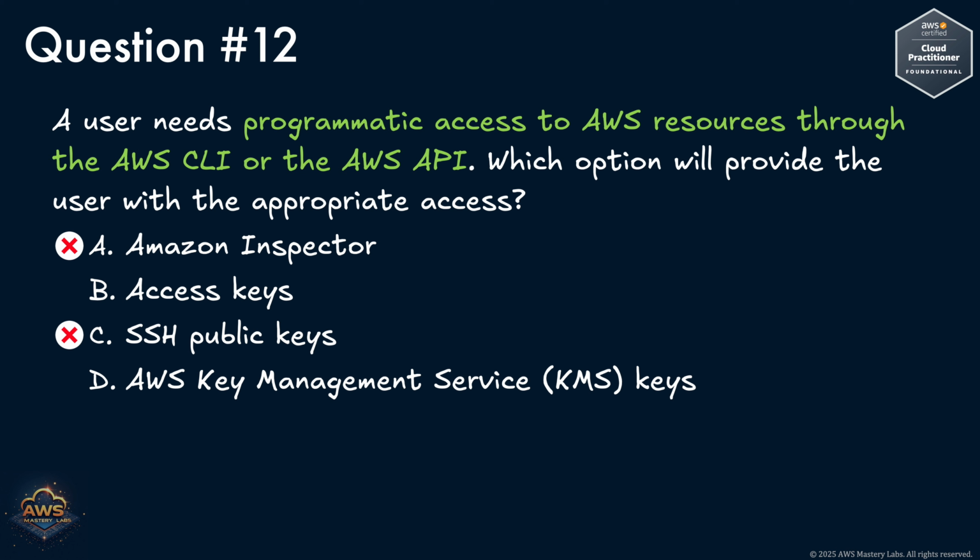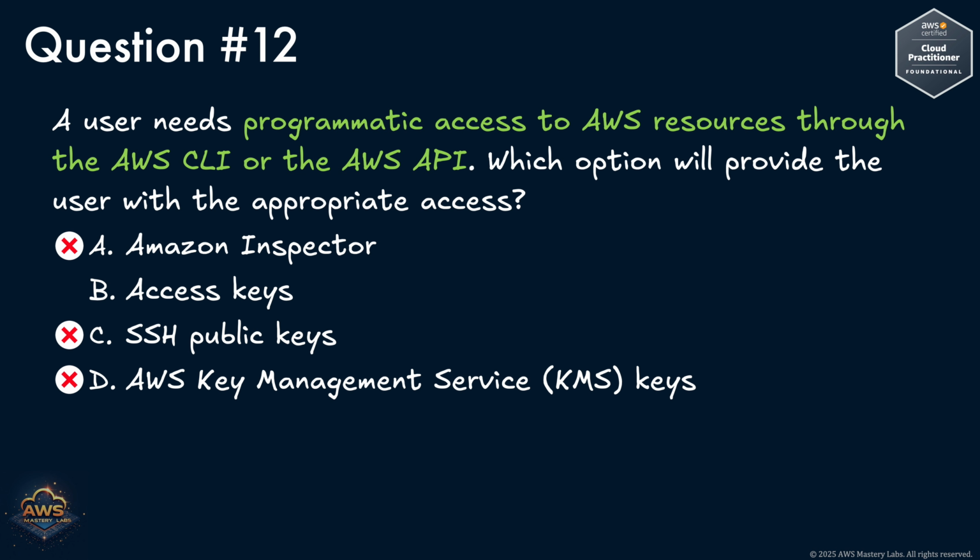SSH keys are commonly used for logging into Linux EC2 instances via SSH. While critical for instance-level access, they have no role in authenticating users to the AWS CLI or API. You can't use an SSH key to access AWS services like S3, DynamoDB, or IAM via the API or CLI. Incorrect, because it's relevant for instance login, not AWS service access via API CLI.